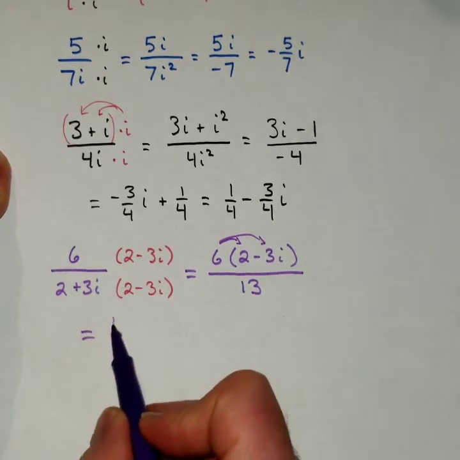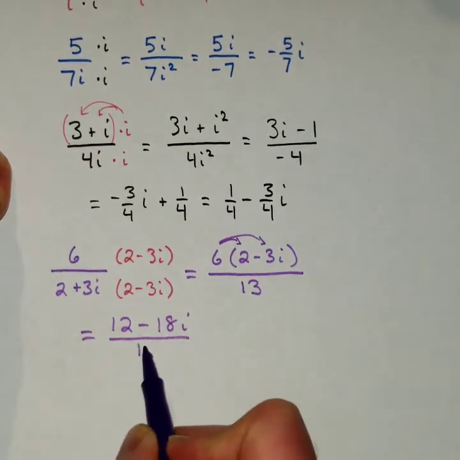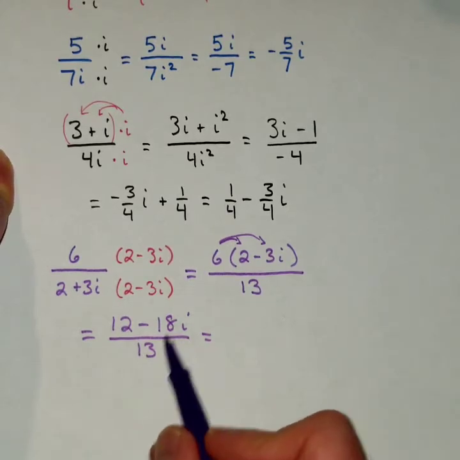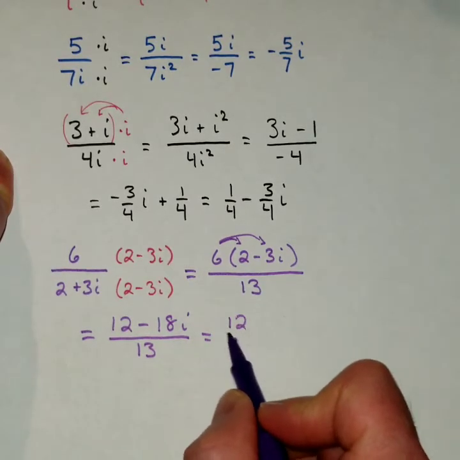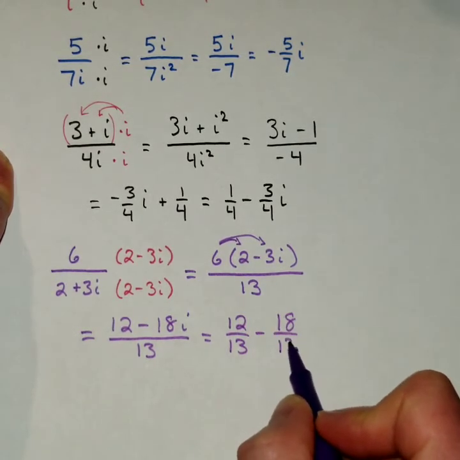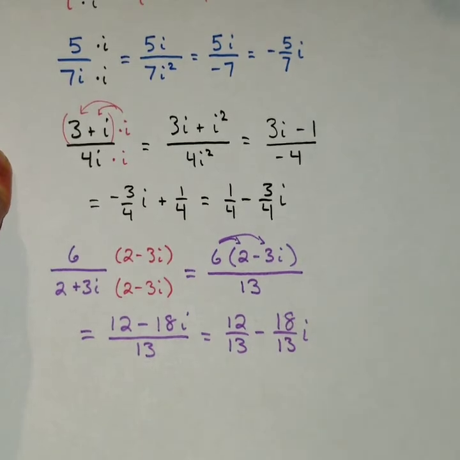I'm going to distribute. I'll get 12 minus 18i on top. Still have the 13 on the bottom. To write this in a plus bi form, I split that up into 12 over 13 minus 18 over 13i. There's our a, there's our bi. Okay.